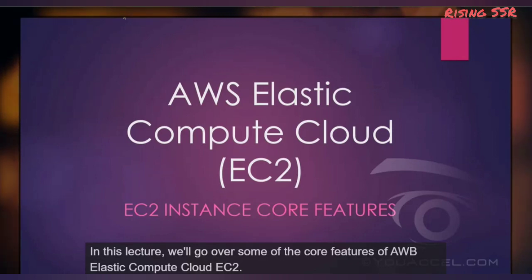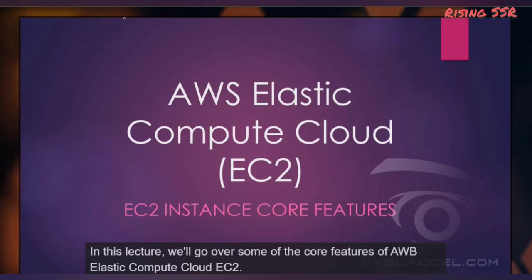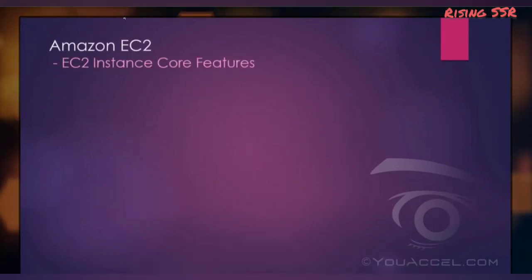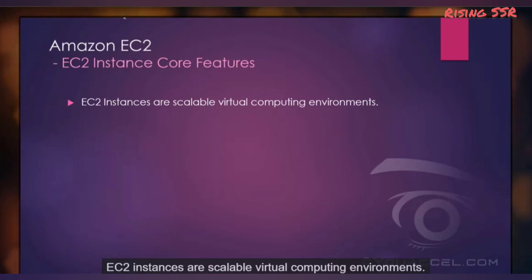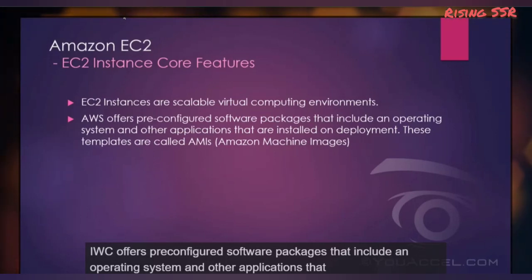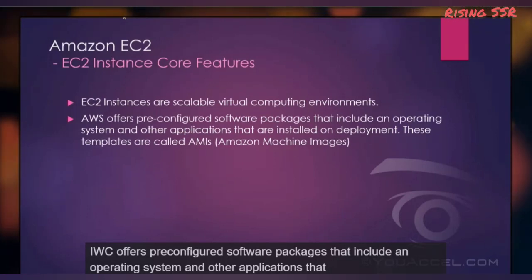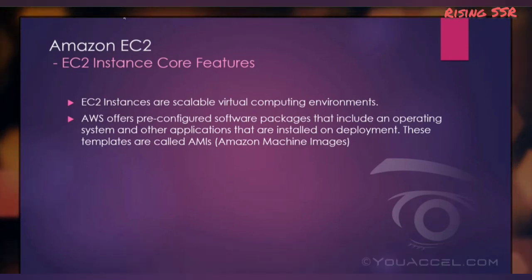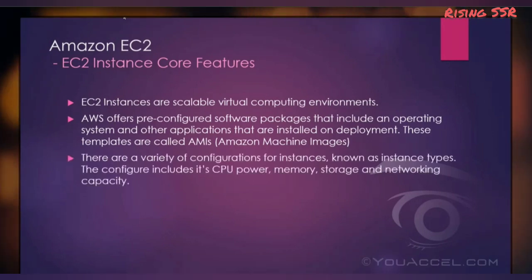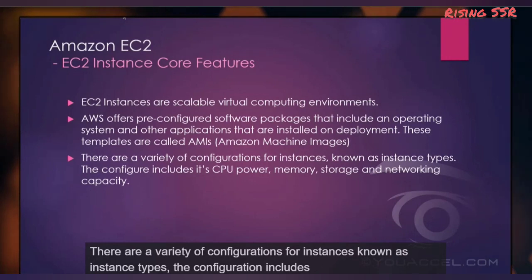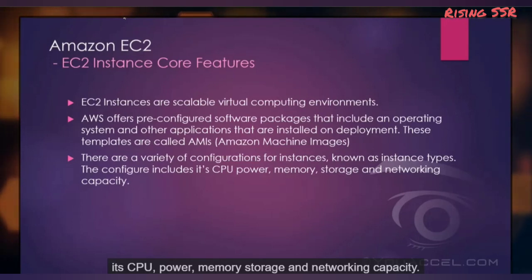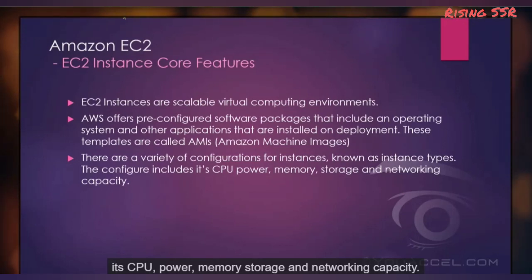In this lecture, we'll go over some of the core features of AWS Elastic Compute Cloud, EC2. EC2 instances are scalable virtual computing environments. AWS offers pre-configured software packages that include an operating system and other applications that are installed on deployment. These templates are known as AMIs, Amazon Machine Images. There are a variety of configurations for instances known as instance types. The configuration includes its CPU power, memory, storage, and networking capacity.